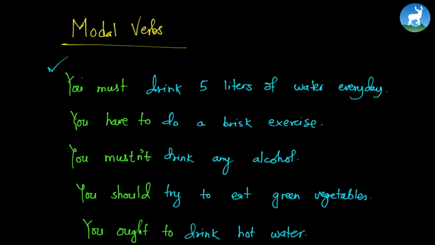Now let us just review this structure. We have you must drink, you have to do, you mustn't drink, you should try, and you ought to drink. So must drink means something that you need to do, that you have to do. Have to is an obligation, and mustn't is also the negative form of must, which is an obligation structure. Finally, we have ought to, which is another obligation structure, and should denotes something that you should do, right? So these are the suggestions.